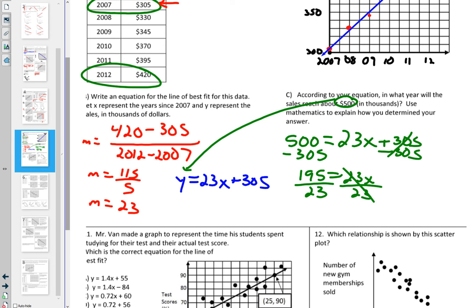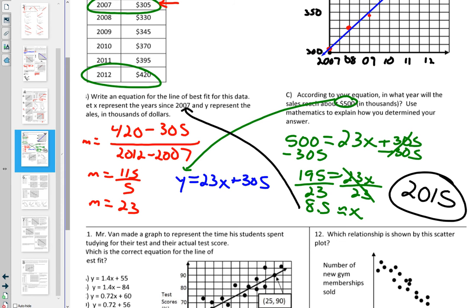Since 2007. So if I'm 8.5 years past 2007, what year would I be in? I'm in 2007 and 8 years past. That puts me in what year? 2015. And if half a year passes, have I got to 2016 yet? No. So it should be in the year 2015. I added this 8.5 to 2007.